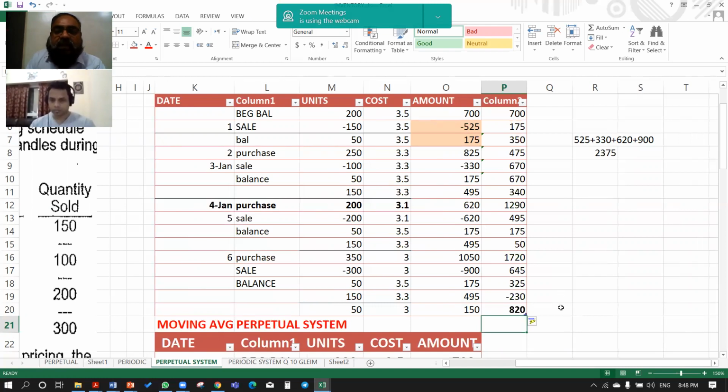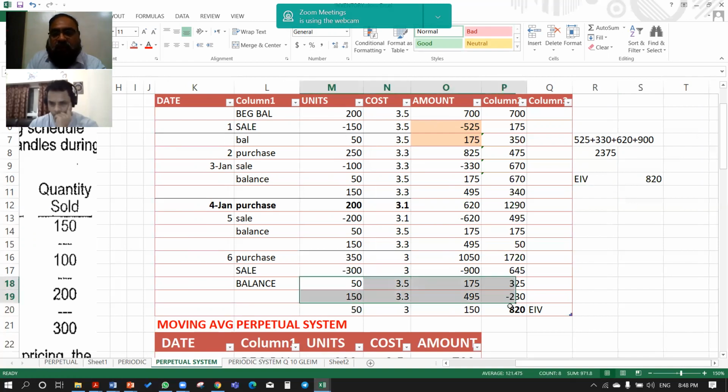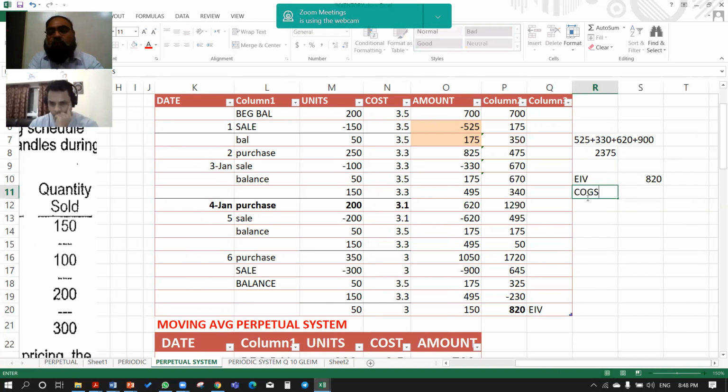If I say ending inventory value, this is what? Ending inventory value, right? Am I right? If the question asks, for example, ending inventory value, I can say straight away it is 820, because I'll total all three lots, right? 820. But if the question says what is the cost of goods sold value?